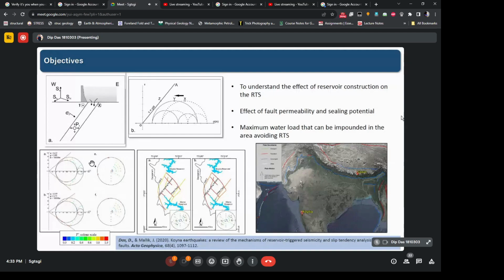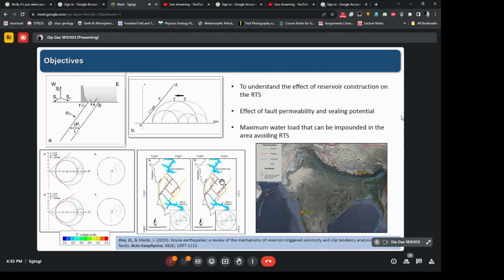And here we see that without introduction of fluid overpressure or the effect of this reservoir, just considering the normal hydrostatic gradient and stress gradient, up to several 10,000 meter depth, which is the maximum seismogenic depth for RTS, reservoir triggered seismicity, we see that most of the fault planes are already critically stressed, and this criticality comes from the collision between India and Eurasia.